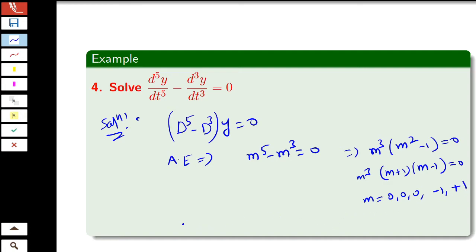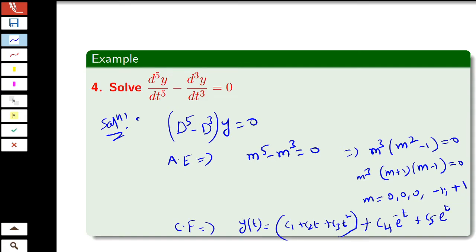You can write in any order. So the complementary function implies y of t is equal to, for 0 repeated 3 times, c1, c2 t, c3 t square, with e power 0t into e power 0t nothing but 1. Remaining we need to start with c4 e power minus t and c5 e power plus t. So here real and distinct, and here 0 is repeated 3 times.